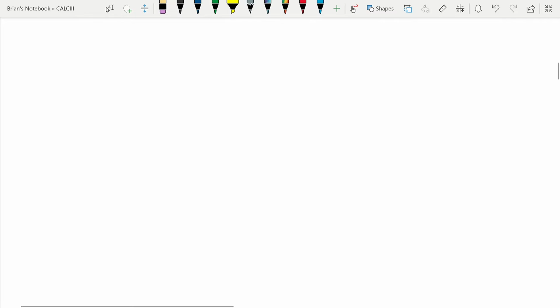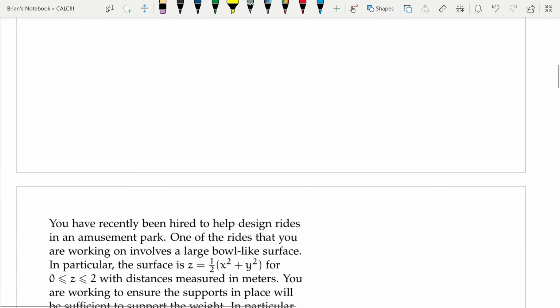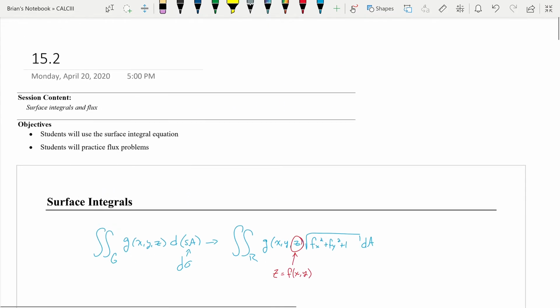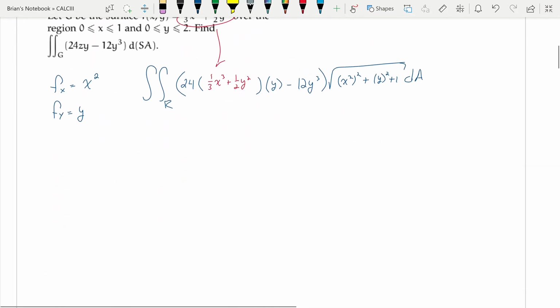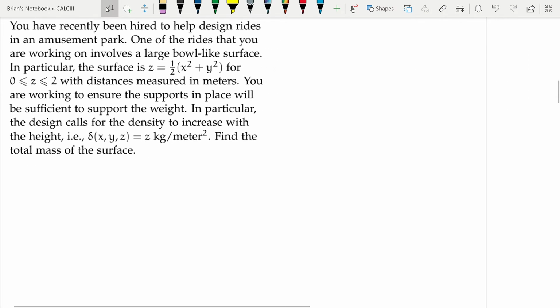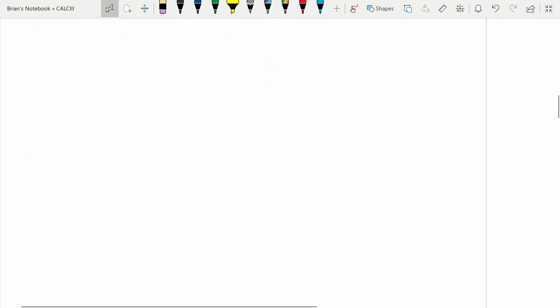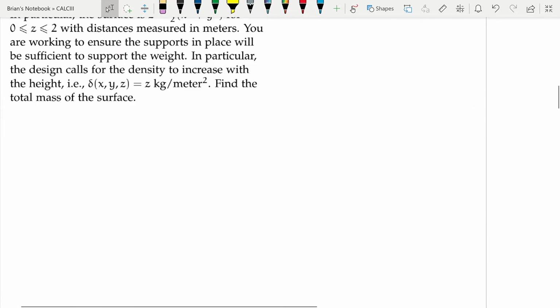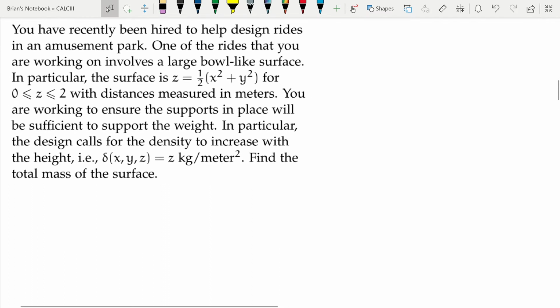Let's see if we can... Oh, there should be a second problem, but I guess we don't have it, which kind of stinks. Oh well. You have been hired to help design one of these rides. So we've seen this problem in lecture. Actually, wait, just kidding. Let me see if... Oh, no, it's not there. Dang, I don't know what happened to the third problem I have. All right, but we'll look at this.